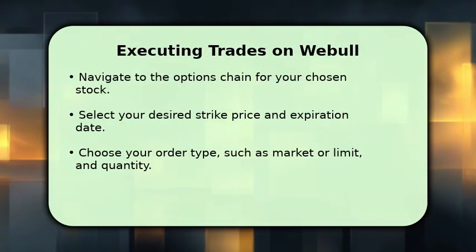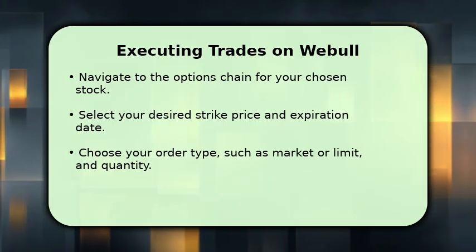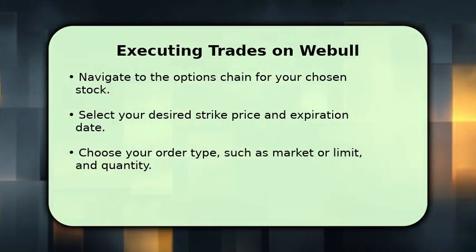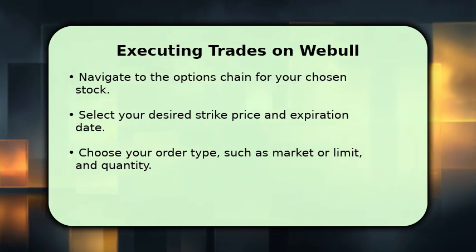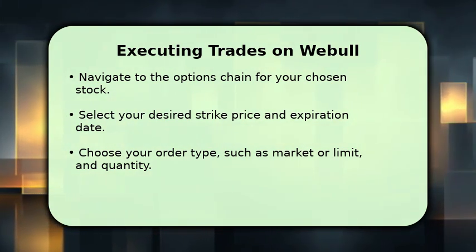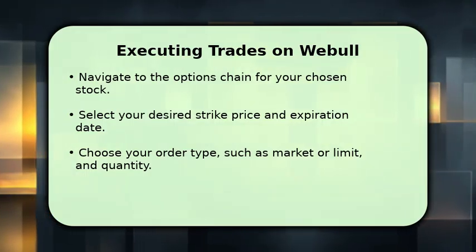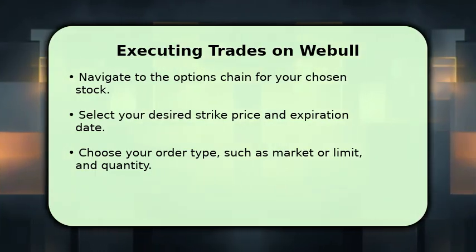To execute a trade, first navigate to the options chain for your selected stock on Webull. Carefully choose your desired strike price and expiration date. Then, select your preferred order type, such as a market order for immediate execution or a limit order for a specific price, and specify the quantity of contracts.